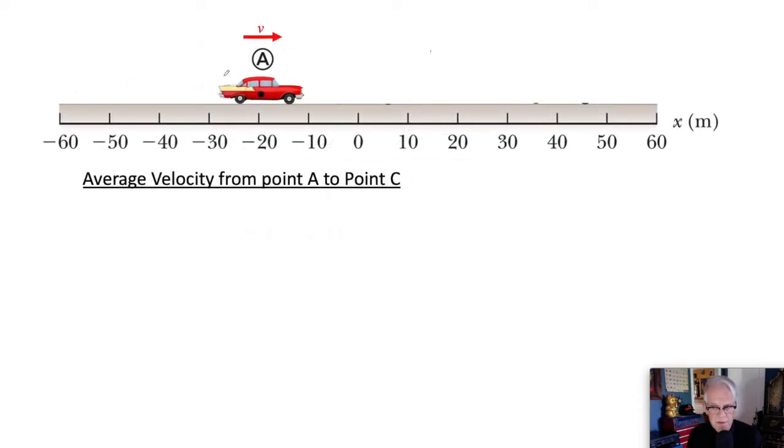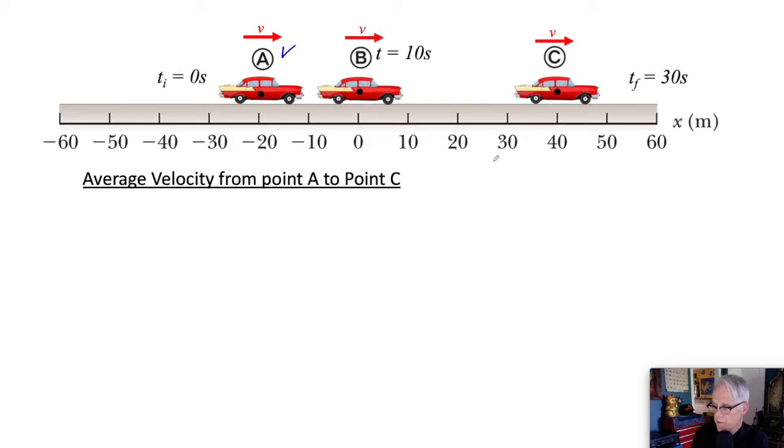Let's try an example to make sense of velocity. So we want to find the average velocity from point A to point C. Now our initial position again will be here at negative 20 meters. And our final position, again, will be at 40 meters. Now we have another data point here at time equals 10 seconds. And we'll call that point B.